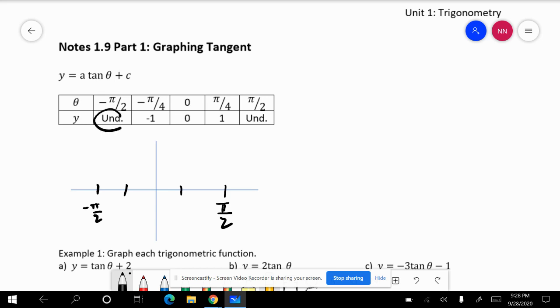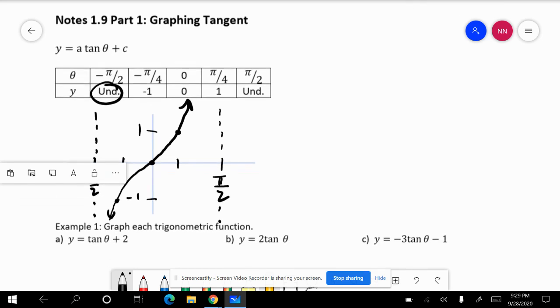Now, the y value underneath means undefined. That means that there's a vertical asymptote. Nothing can cross a vertical asymptote. So 2 of our values are already done. Now, negative pi over 4 is negative 1. And then 0 is 0, and pi over 4 is 1. And what we have is a curve that's approaching both of the vertical asymptotes, and it's never crossing it.